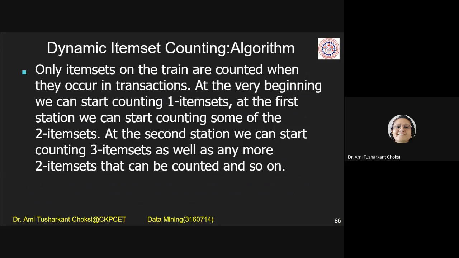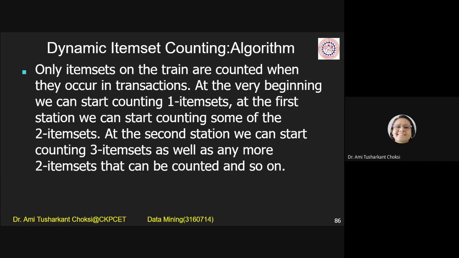Only item sets on the train are counted when they occur in transactions. At the very beginning, we can start counting one item sets. At the first station, we can start counting some of the two item sets. At the second station, we can start counting three item sets as well as any more two item sets that cannot be counted, and so on.